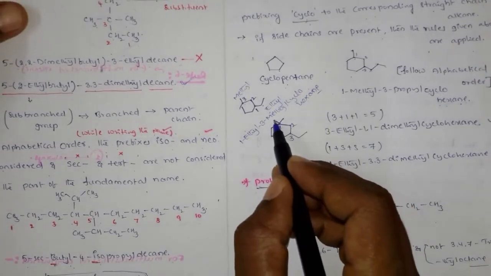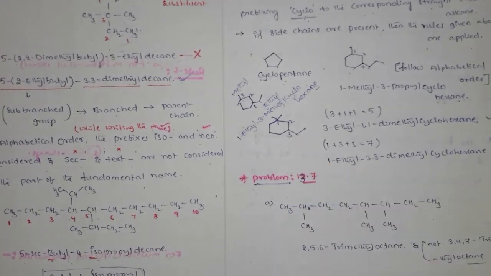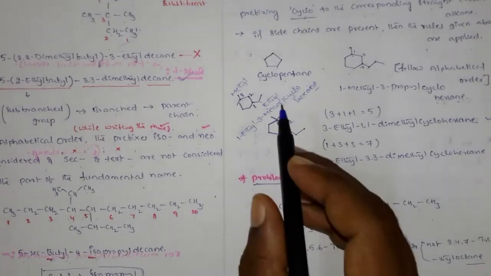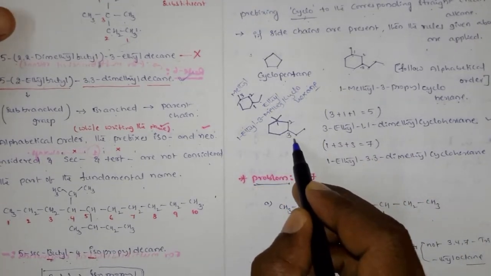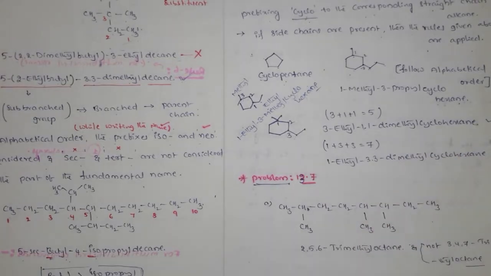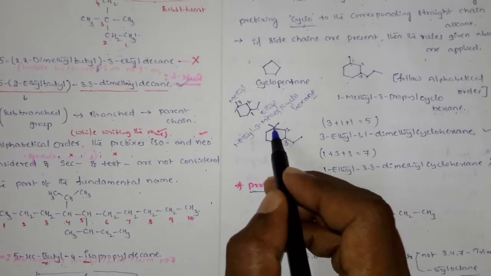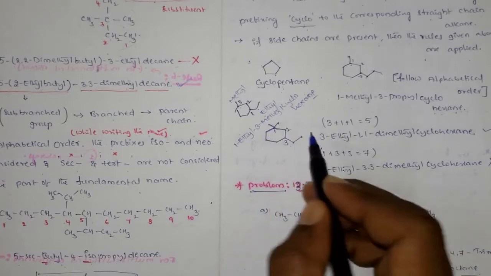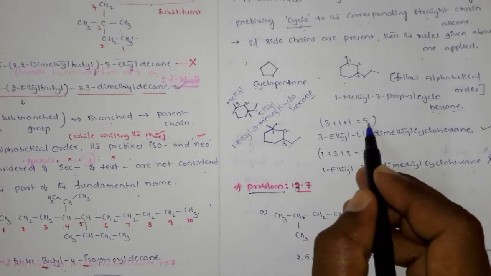So here 2 methyls are there, and here an ethyl is there. So which one do we have to give the priority first? According to the alphabetical order you have to start the numbering first with the ethyl, but here 2 methyls are there, so you have to follow the lowest possible numbers. If you assign 1 here, at the first position 2 methyls are there, so 1 plus 1 plus 3, you get 5.